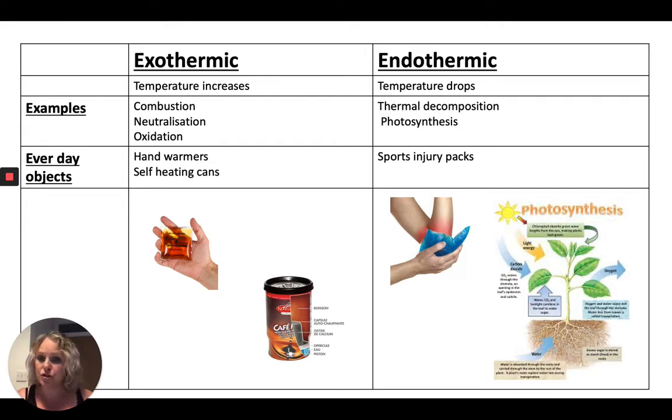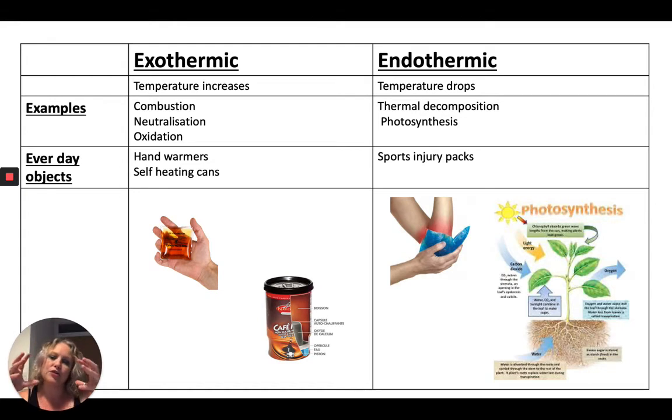Examples: combustion. Remember that's a word for burning, but we need to start using the words combustion, neutralization, oxidation. Everyday objects, hand warmers, those ones you click maybe or shake, they release heat. Chemical reactions that release heat. You might have seen these self-heating cans. I haven't seen them around recently, but they are like coffee drinks, right? And when you break the seal, they heat up. Brilliant, taking a hot coffee somewhere.